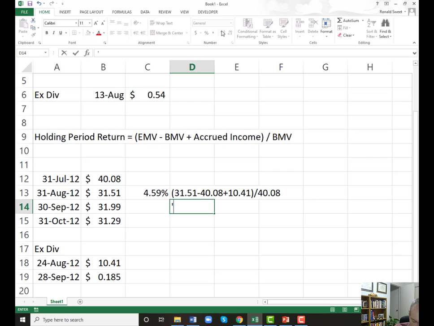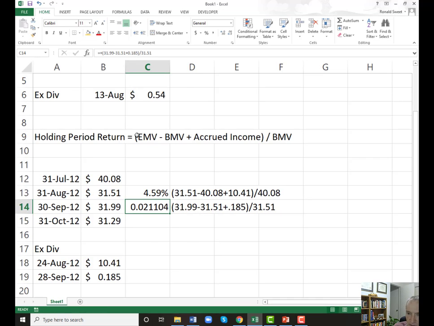All right, so let's now go to September. In September, we got $31.99 as the ending market value minus $31.51. Plus, in September we have income too, 18.5 cents. They went ex-dividend on September 28th. We divide that by the beginning market value, 31.51. So check that out and see if you get the same answer I get. So still up. Good month there, to 11.